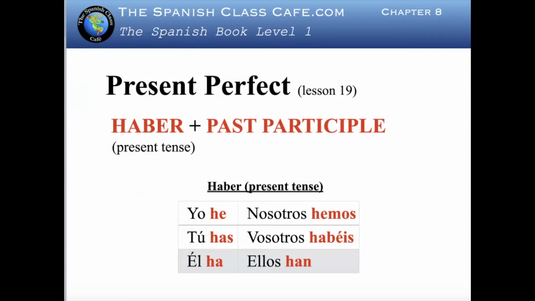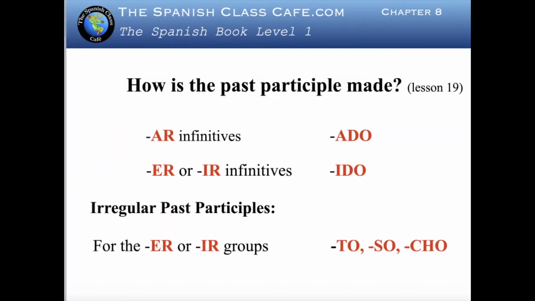Let me remind you also how we build the past participle. With the AR infinitives, we take the AR out and we add ado. With the ER or IR infinitives, we take them out and we add ido. We also have irregular past participles from the group ER and IR, and we have to memorize them, but the endings will be to, so, and cho. Then we have 5 endings for past participles: ado, ido, to, so, and cho.